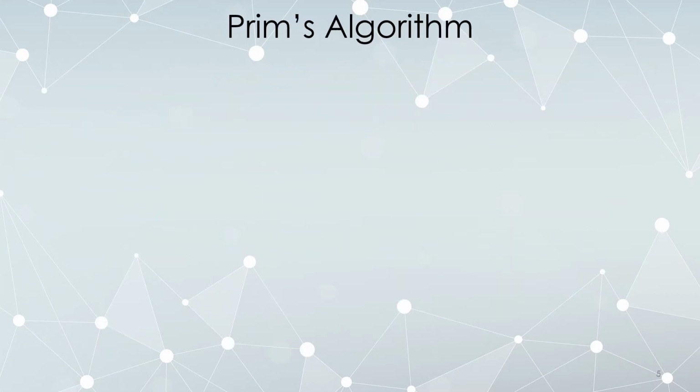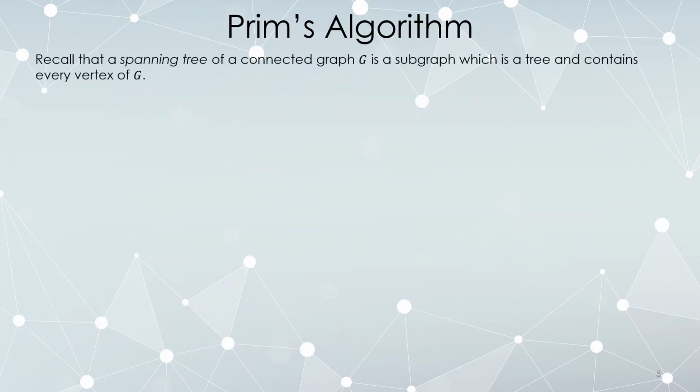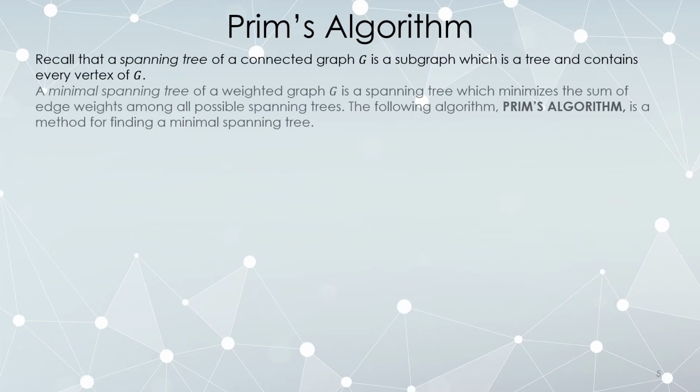Next up, something called Prim's algorithm. Now remember that if you have a connected graph G, a spanning tree is a subgraph, which is a tree and contains all the vertices. A minimal spanning tree, if you had a weighted graph, is a spanning tree that minimizes the sum of all the edge weights of all possible spanning trees.